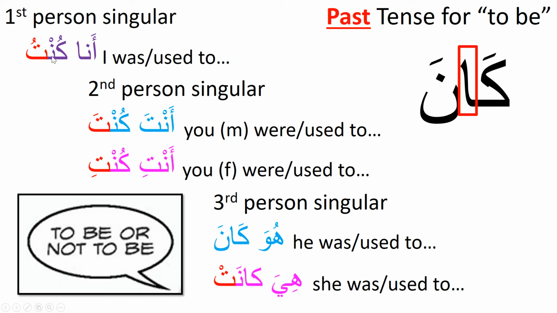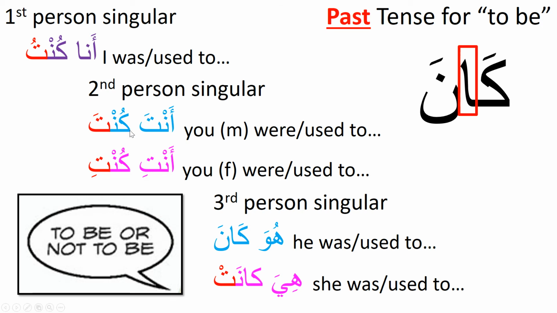Ana kuntu. So I was, and then what were you doing? Ana kuntu adhab. I was going. Or ana kuntu adhab also means I used to go. So the kuntu is conjugated in past tense, and then the verb that used to be done or was or had been done, you would conjugate that in present tense. Adhab. Ana kuntu adhab. Now that's for I used to or I was.